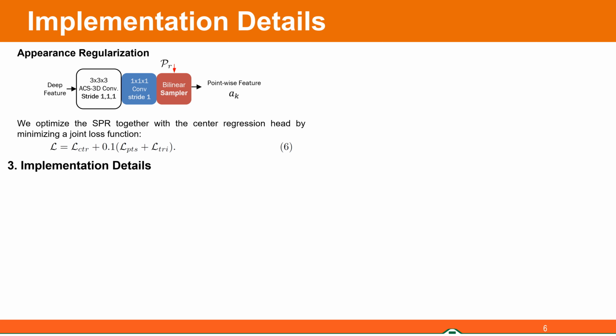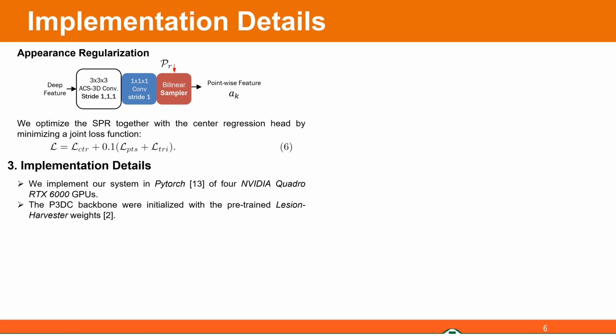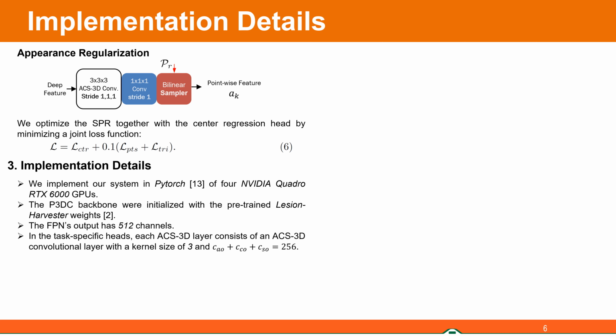Implementation details. We implement our system in PyTorch with 4 GPUs. The pseudo 3D convolution backbone weights were initialized with the pre-trained lesion harvester weights. We also tried ImageNet pre-trained weights and random initialization, but performance was not as good. The FPN's output has 512 channels. In the task-specific heads, each ACS 3D layer consists of 256 kernels with kernel size of 3.